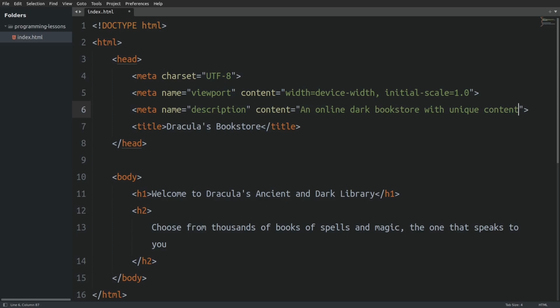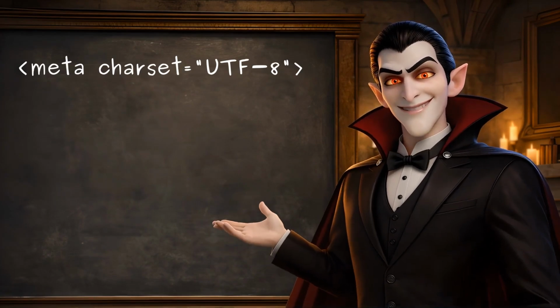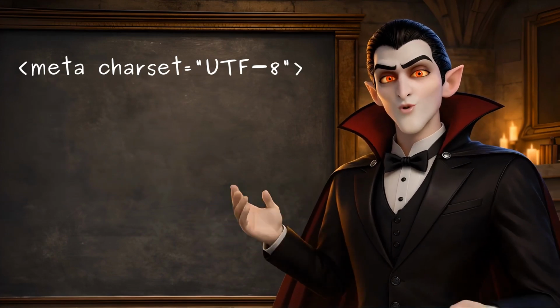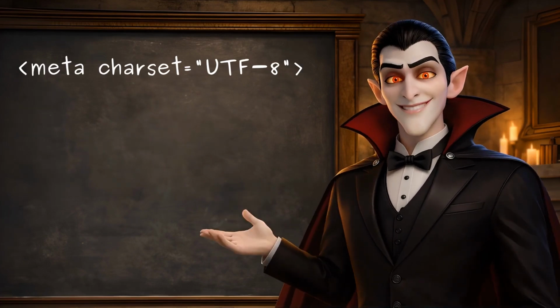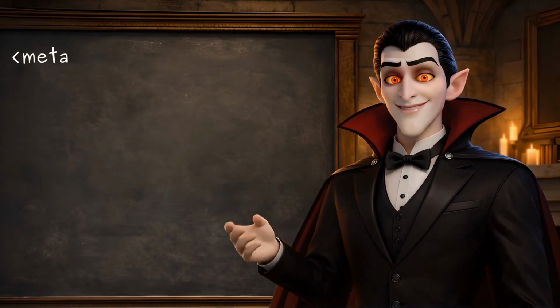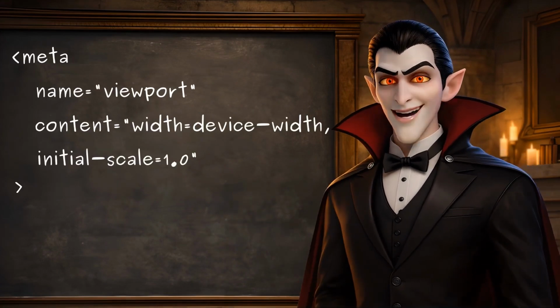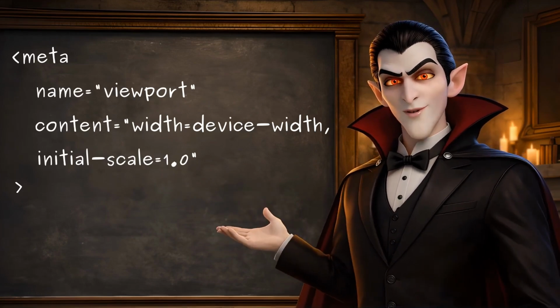Now let us review what we learned today. We worked inside the head section adding meta elements. Our first meta element was the character set. This tells the browser which character encoding to use. We set it to UTF-8, so our page supports almost all languages and special symbols. Next, the viewport meta element. This makes our website display correctly on different devices, especially mobile phones.